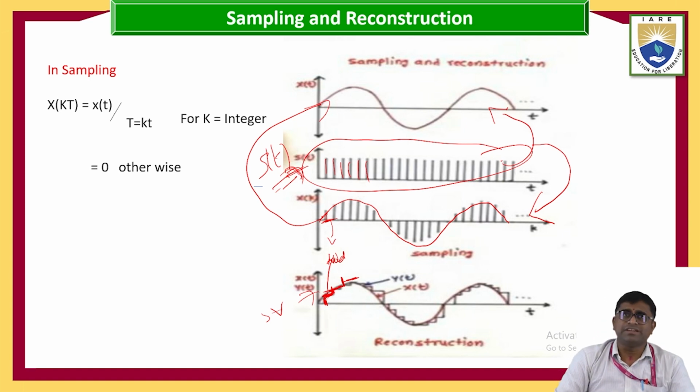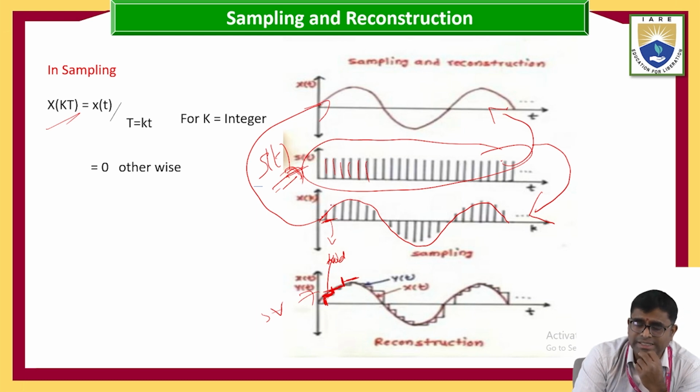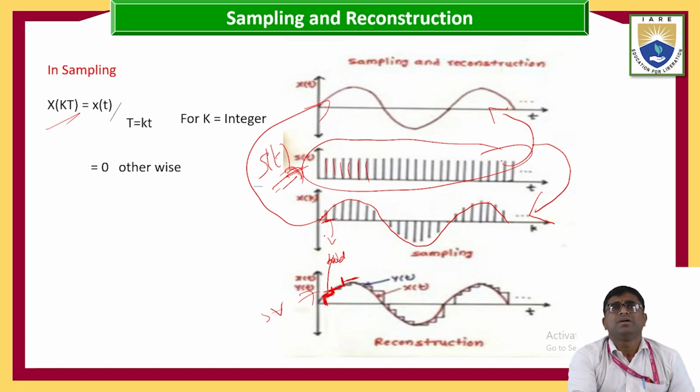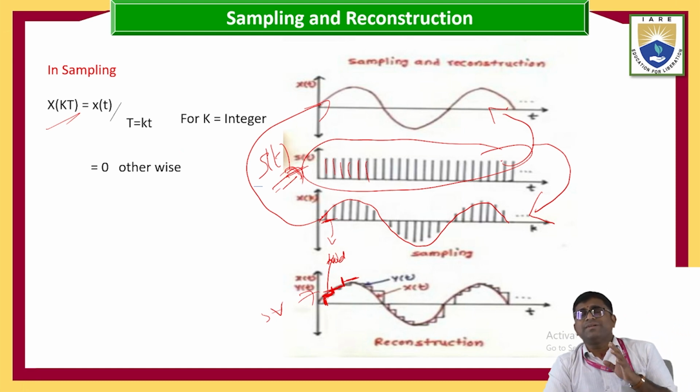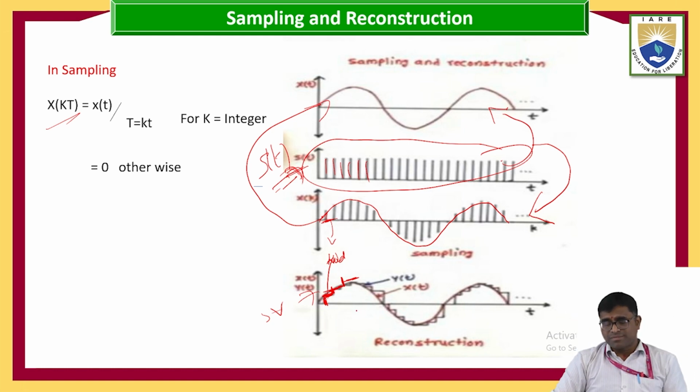See the equation in sampling: X of kt. This is equal to X of t, where t equals kt, where k is an integer. So if the k value is given, t equals kt, it is x of t at t equal to kt. Otherwise 0. When is 0 coming? At the time of the hold devices. This is nothing but the sampling and reconstruction. Next.